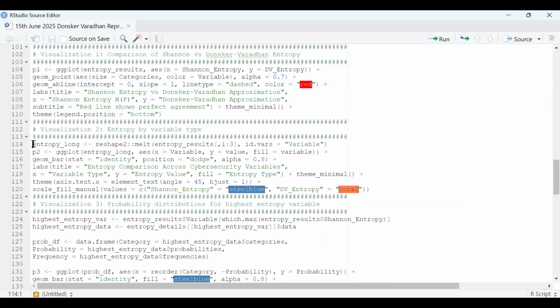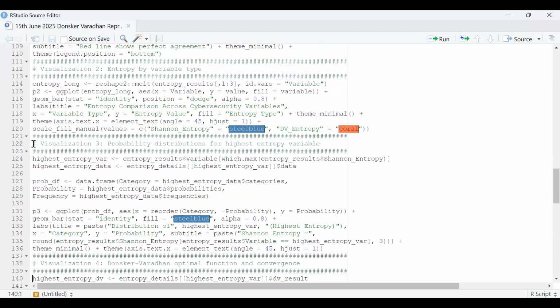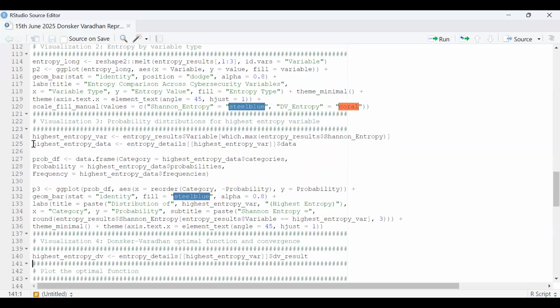And then in this visualization two, I have the entropy by variable type also being shown. Then in visualization 3, I decide to select the variable with the highest entropy to be able to look at it in detail. So that's what I do there.